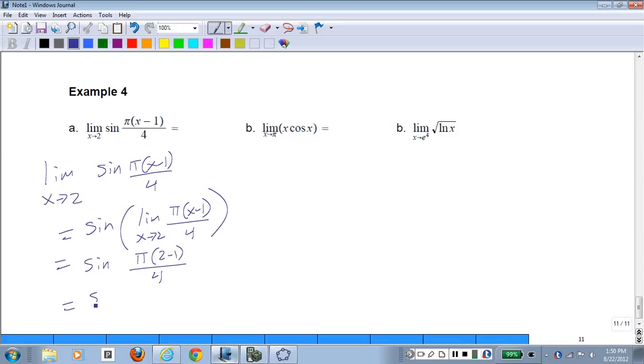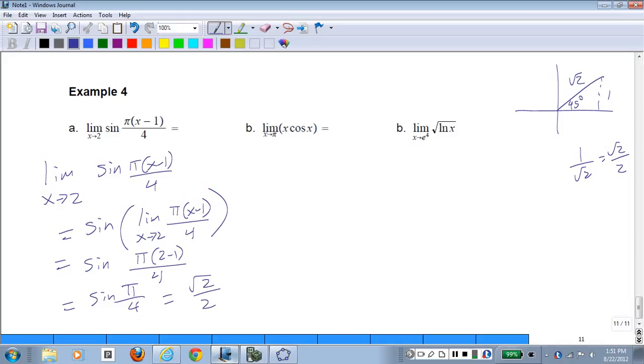What is the sine of pi over 4? 45 degrees. Sine of 45 degrees would be, is that the square root of 2 over 2? Yeah. 45-degree angle there. So 1 over the square root of 2, or the square root of 2 over 2 if you like rational denominators. So that would be what you'd get.